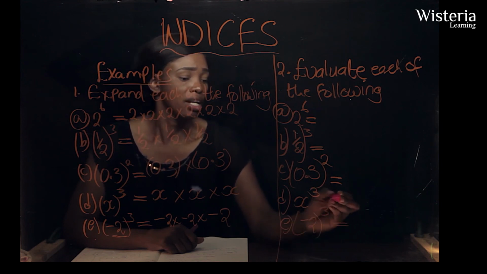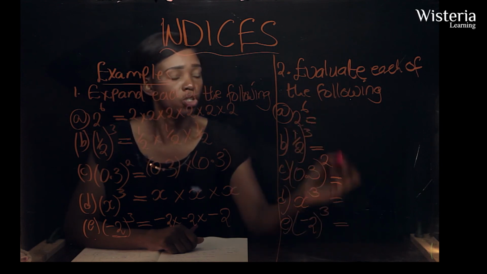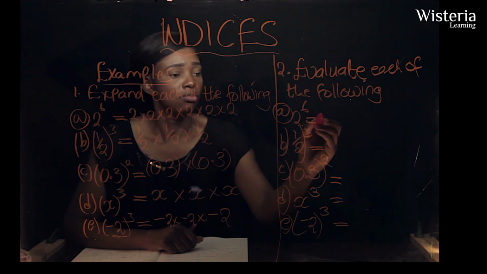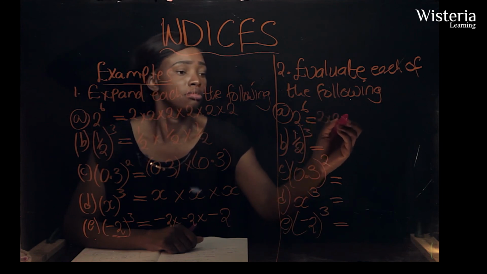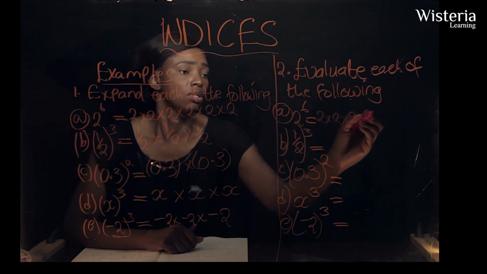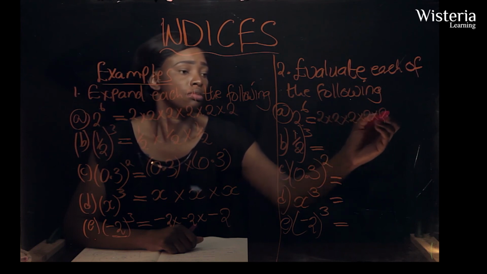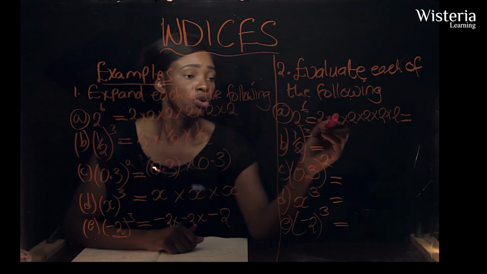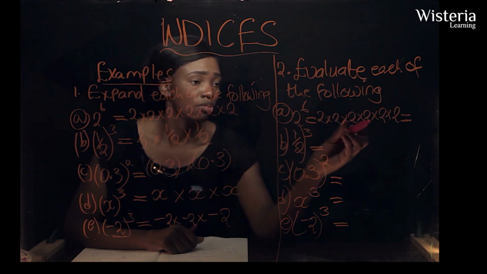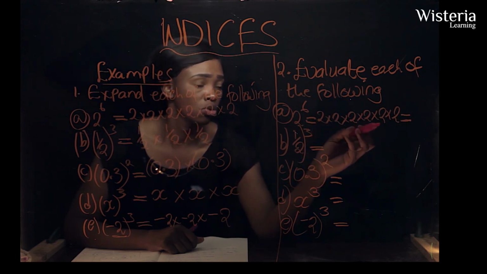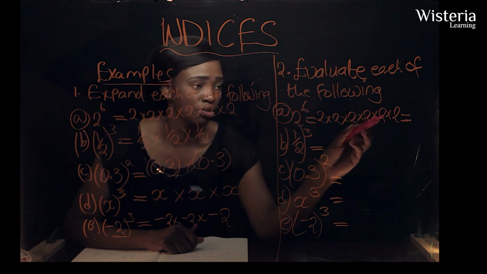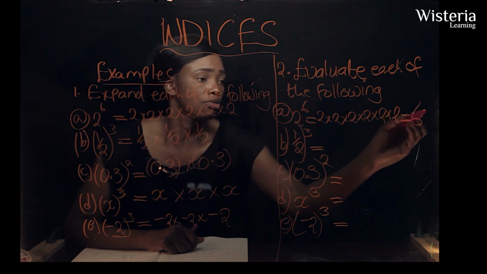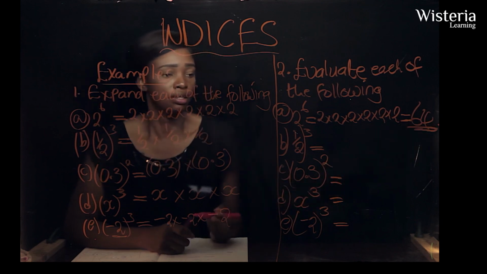So in expanded form, 2 to the power 6, we multiply it 6 times. So it will be 2 times 2 times 2 times 2 times 2 times 2. Then we multiply. 2 times 2 is 4. 4 times 2, 8. 8 times 2, 16. 16 times 2, 32. And 32 times 2 will give us 64. So that is the answer.